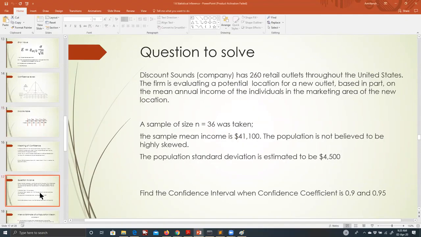So calculate this. Find the confidence interval. The answer I am looking for will be in the shape of mu plus minus error. Now you have to come up with two of them, one for 0.9 and one for 0.95. So it's a two-tail problem. Okay? Two-tail.